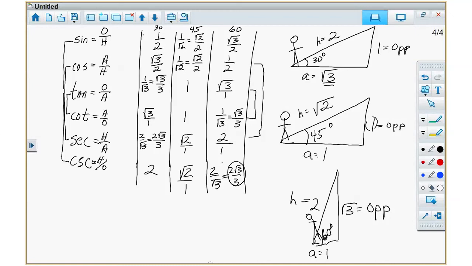So what should you memorize on this page? Those 3 triangles. Because if you memorize the 3 triangles, you won't have to memorize the chart. You just have to fill it out whenever you need to. Now, of course, you can go to Google and search special angles, sine, cosine, and you can pull up a nice one if you want to. Okay?